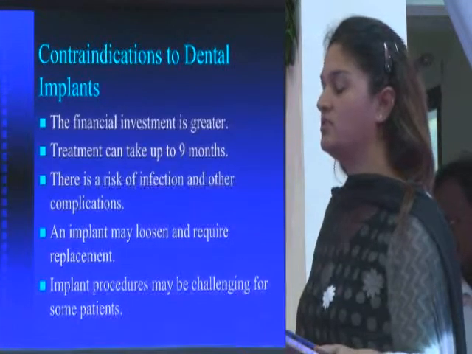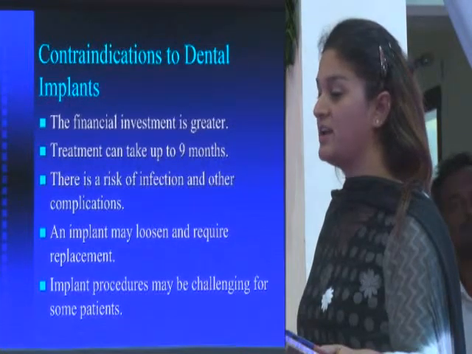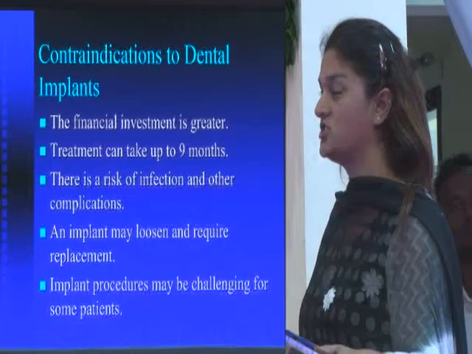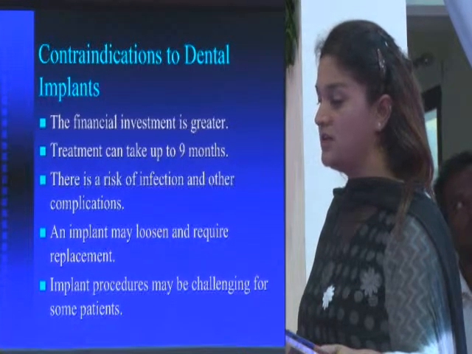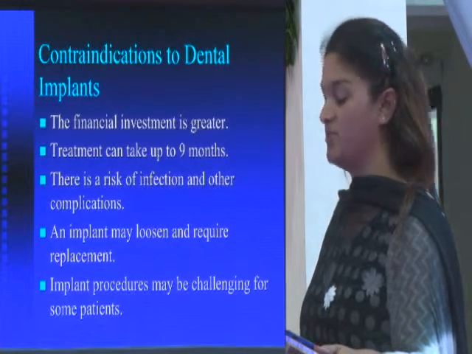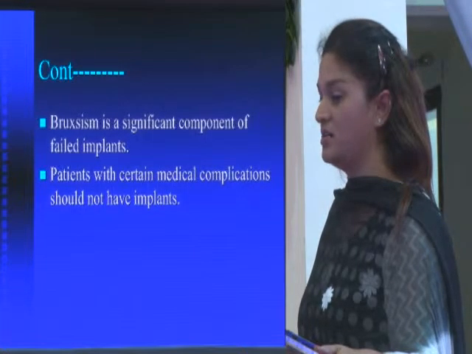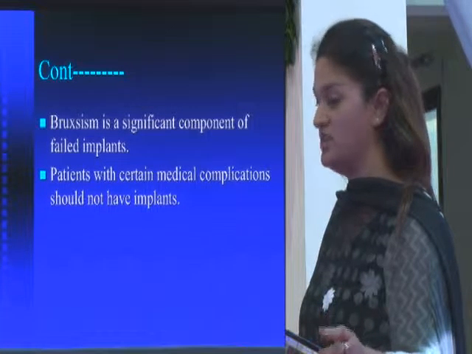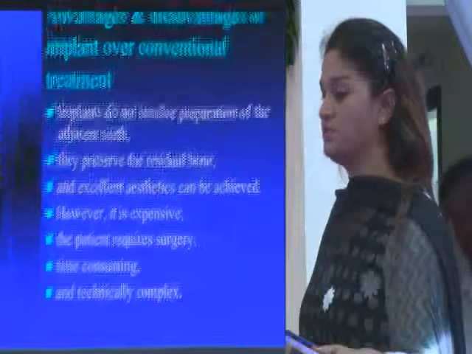Contraindications are, though the financial investment is quite high, the treatment can take up to 9 months. There is a risk of infection and other complications as well. An implant may loosen and require replacement. Implant procedures may be challenging for some patients. Bruxism is a significant component of failed implants, in which there is constant grinding of teeth. So the patients with certain medical complications should not have implants.